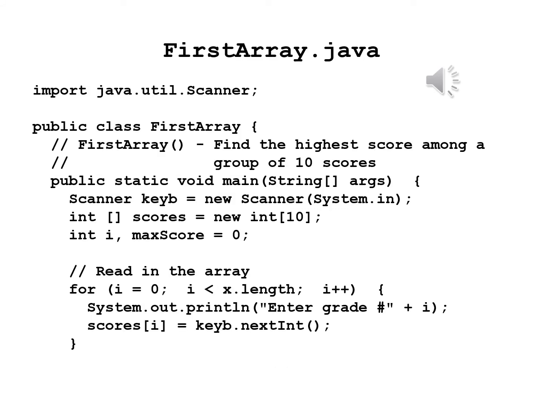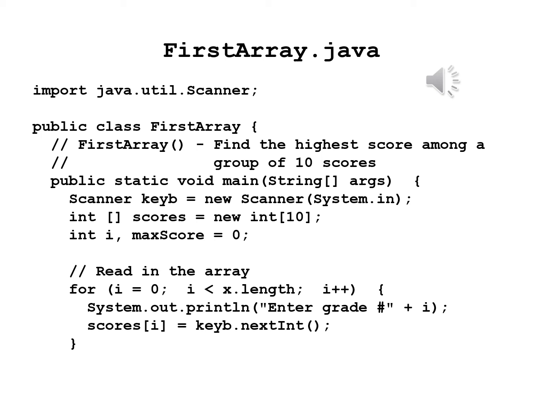We start, as we usually do, with import java.util.Scanner. Then we begin public class FirstArray, and we'll place here a comment saying that the program will find the highest score among a group of 10 scores. Then we begin the main program. public static void main(String[] args), and on the first line we'll have Scanner keyboard = new Scanner(System.in).